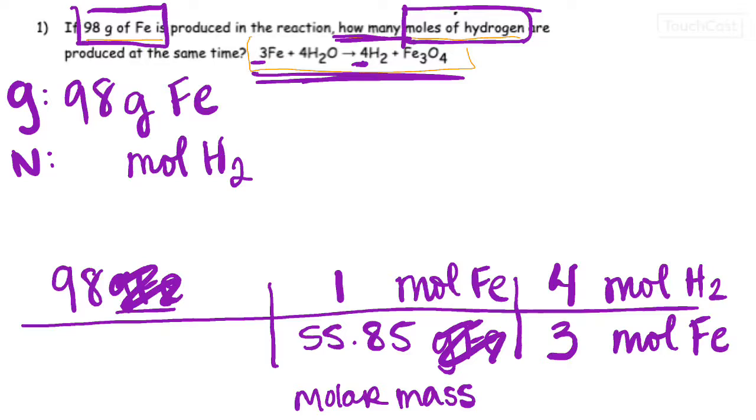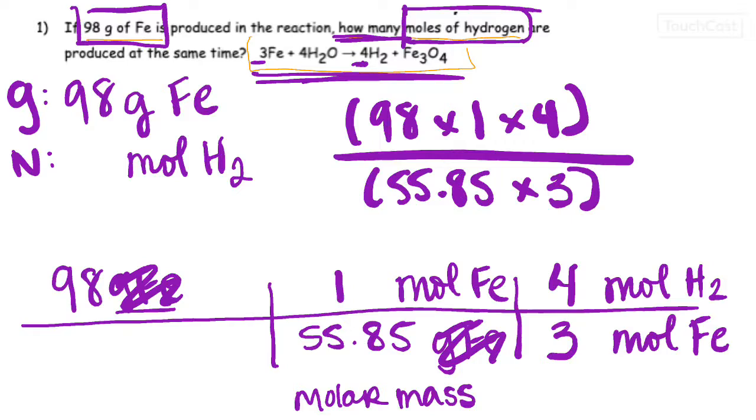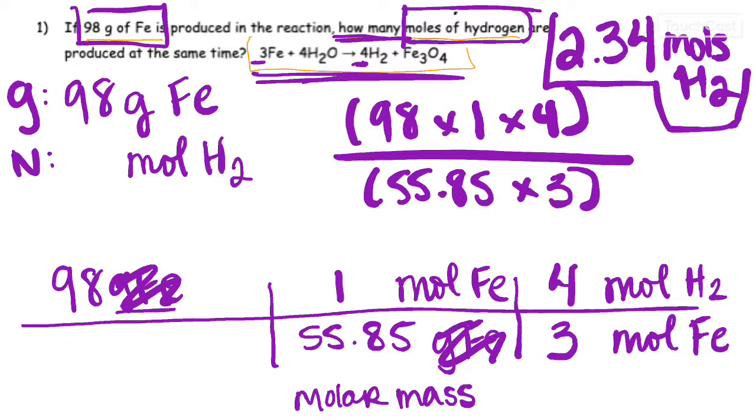All right, our next step is to multiply across. So I have 98 times 1 times 4 divided by 55.85 times 3. You would plug this into your calculator. Top number always goes first, and everything on top needs to be in parentheses, and everything on the bottom needs to be in parentheses. And when I plug this into the calculator, I get 2.34 moles of H2. And that would be my answer.